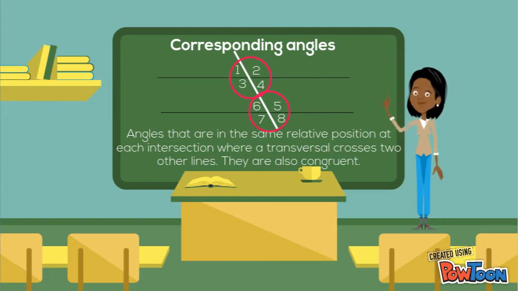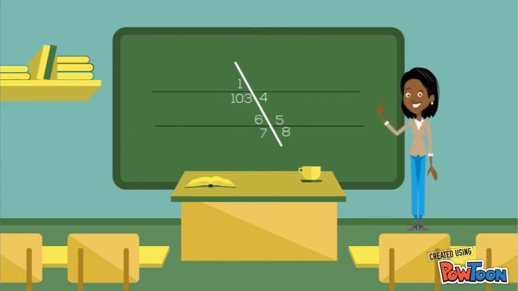Corresponding angles are angles that are in the same relative position at each intersection where a transversal crosses two other lines. They are also congruent. Now, in these circles, in the top left corner, angles 1 and 6 are corresponding, they are congruent, and they have the same value. Following example, we are going to find x.